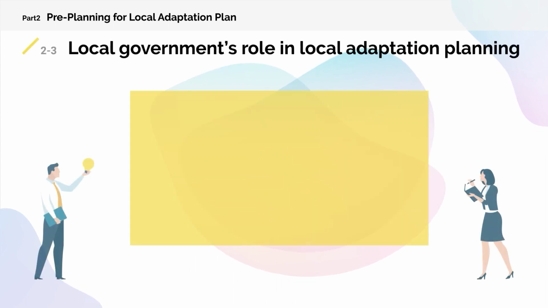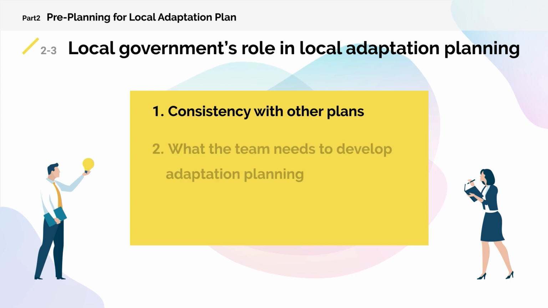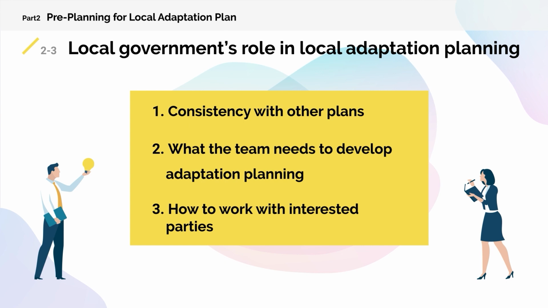Local government officials need to develop adaptation plans aimed at avoiding and minimizing losses and damage caused by climate change. In this context, the key points described in ISO 14092 are: consistency with other plans, what the team needs to develop the adaptation planning, how to work with interested parties. First, let's examine the first point.